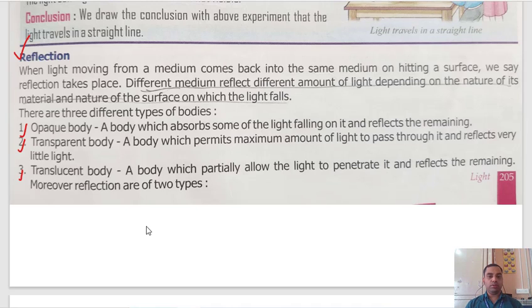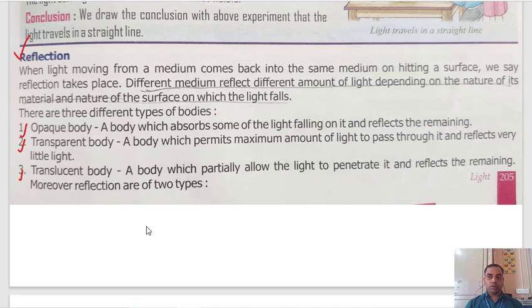For example, your wall. If you are sitting inside one of the rooms, are you able to see what is happening in the next room? No, you are not able to, because the light cannot pass through the walls. It is an opaque body or opaque material. Whenever the light falls on the wall, it gets reflected back and falls on your eye. When the light falls on your eye, you are able to see the wall.